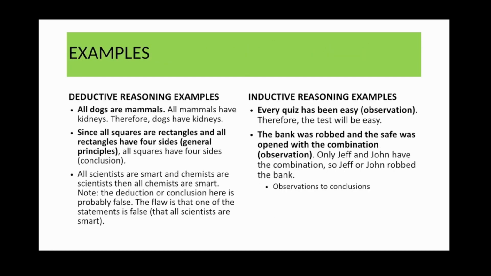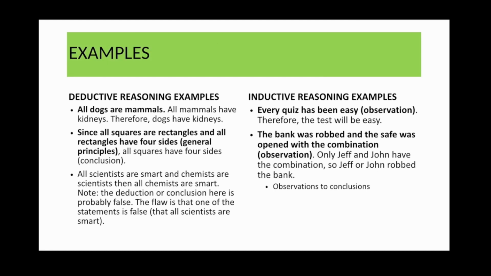So an example of deductive reasoning, we could say, all dogs are mammals. All mammals have kidneys. So we just have these general statements. All dogs are mammals. That is true. All mammals have kidneys. Therefore, dogs have kidneys. So we come to a conclusion based on some general statements.